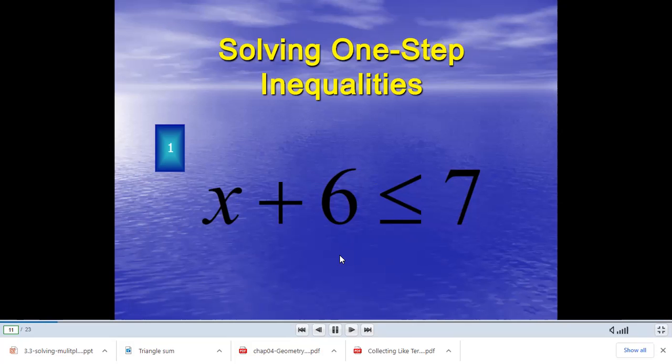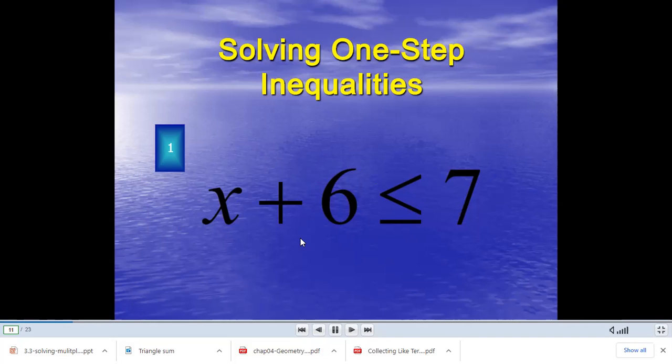It's not one only, Adam. Listen to me. You have x plus 6 less than or equal to 7. To solve the inequality, we are looking for the value of x which will make the left side less than or equal to the right side. So we have 6, right? So your problem now is 6.